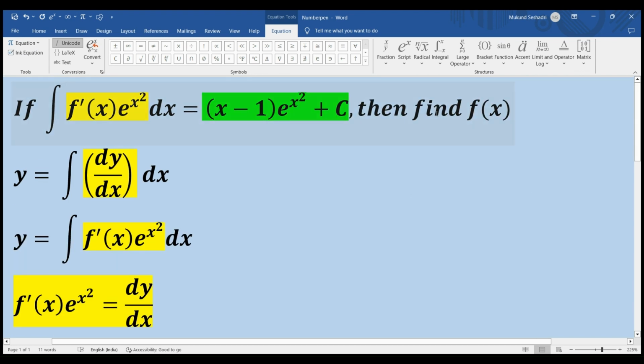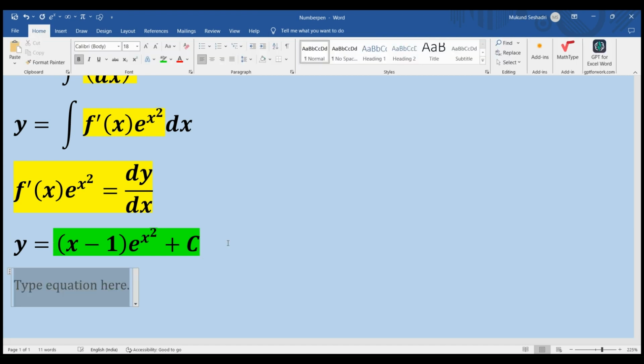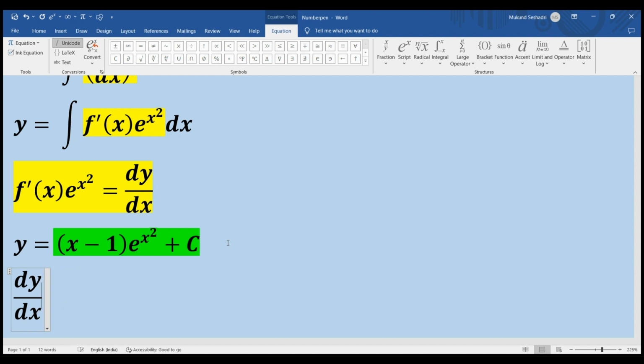So let me pick out the expression highlighted in green. So that's my y. Now, if I differentiate on either side, I get my dy by dx. But when I do it to the expression on the RHS, which is highlighted in green, then I get an expression which is devoid of f of x or f dashed of x, right? So from that, if I equate it to the expression highlighted in yellow, then I'll be able to solve for f dashed of x and then my f of x, right?